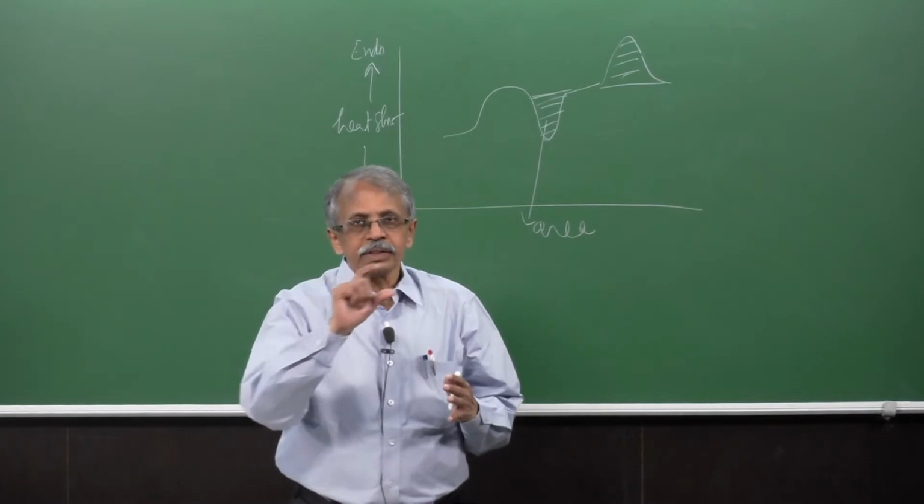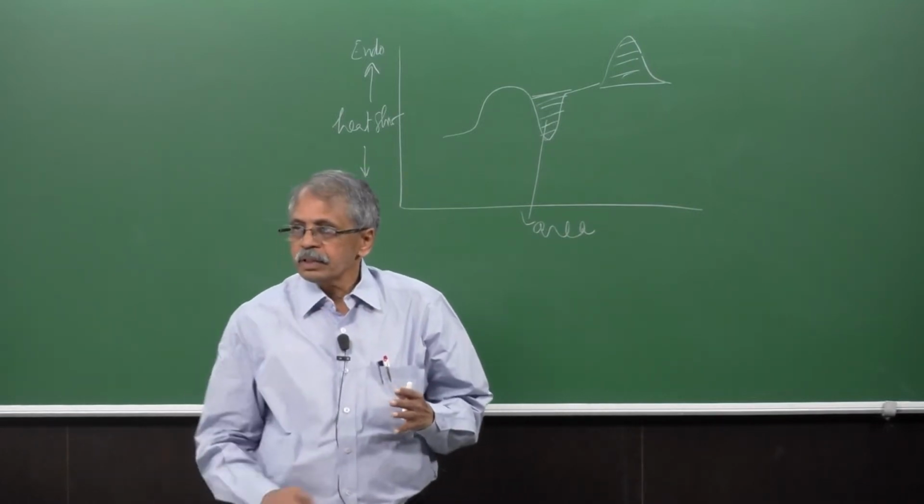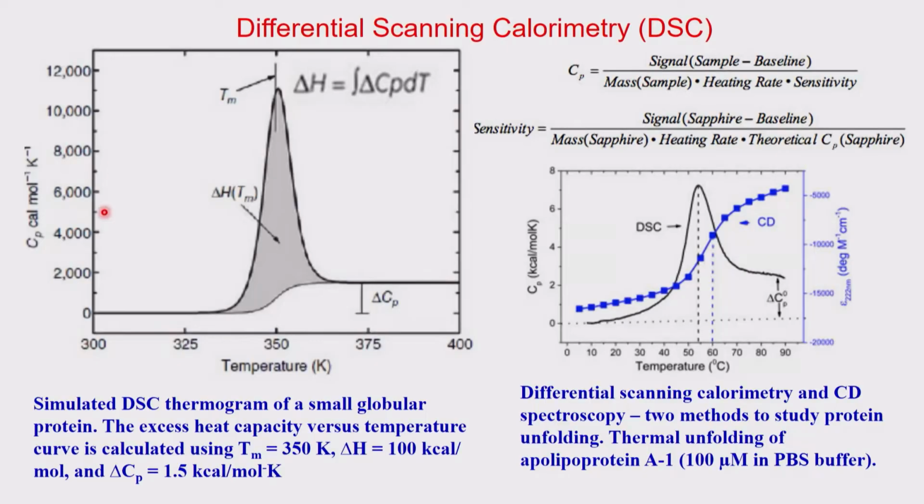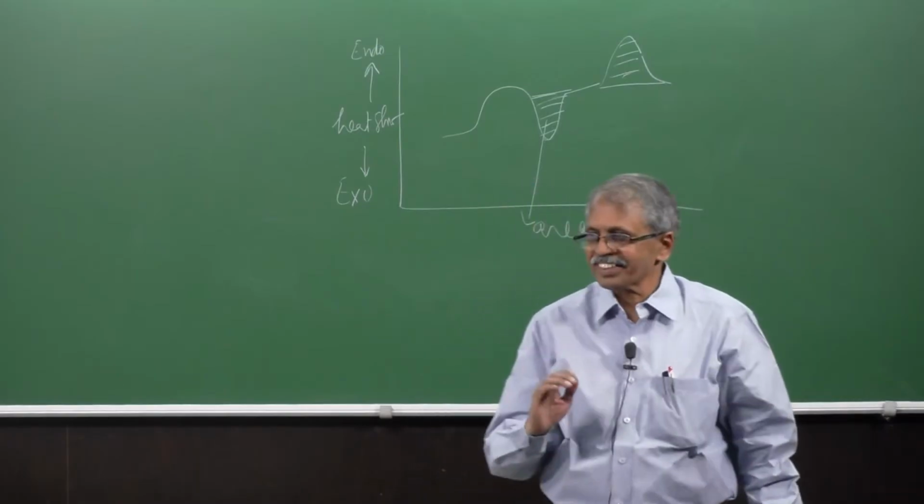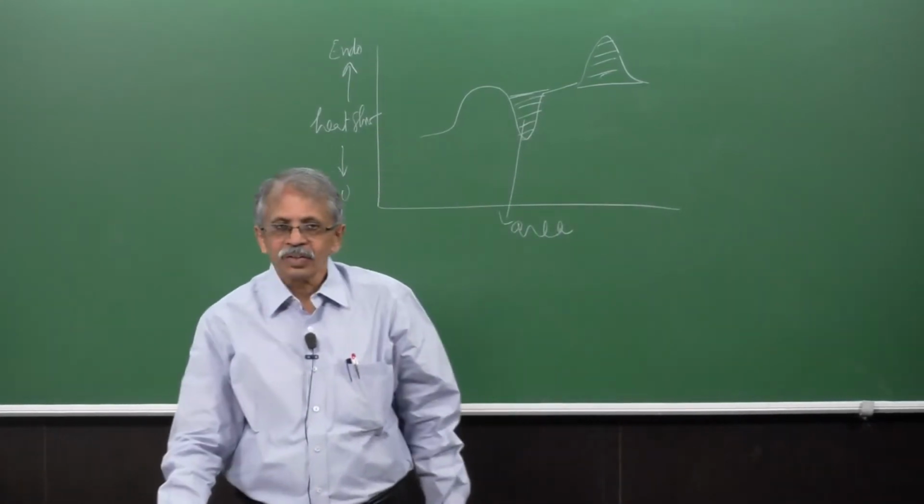The measurement is the temperature there and the heat here. Okay. So, you can see that the heat peak is plotted as heat capacity versus the temperature. You can see the profile of that and this area. So, the excess heat capacity versus temperature curve, that is what is calculated in this particular case. Tm, this value is 350. Delta H is 100 kilocalories per mole, and delta Cp is 1.5 kilocalories per mole from that particular experiment. These values are not to be taken for every sample, they are not fixed. Okay. So, it is very important, be very cautious about that.